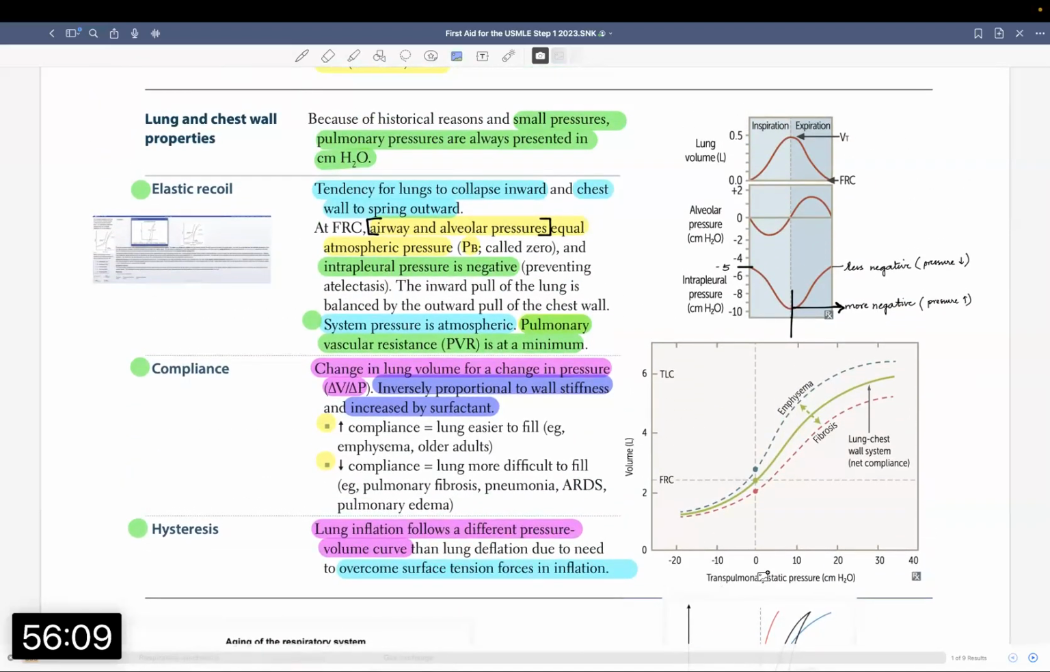Okay, so let me just finish this image. What is this talking about? Transpulmonary static pressure versus volume. So the lung chest wall system, the net compliance is a balance. In emphysema, it tends to open up, so here it is going higher. In fibrosis, it tends to shrink. So the net effect will be shrinking. So I think this makes sense, right?